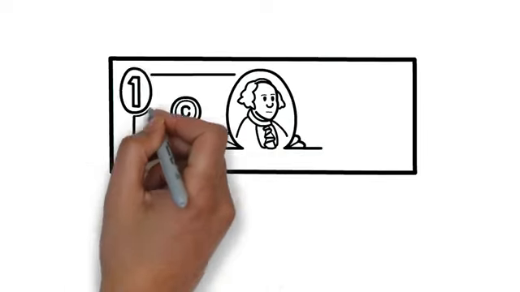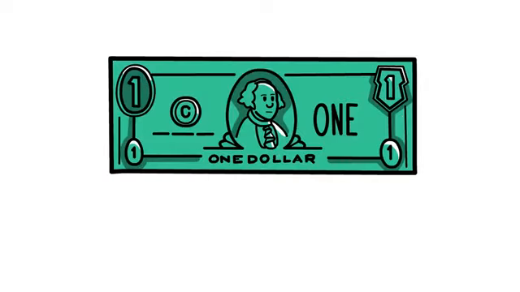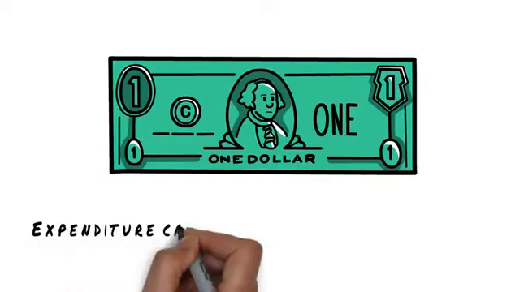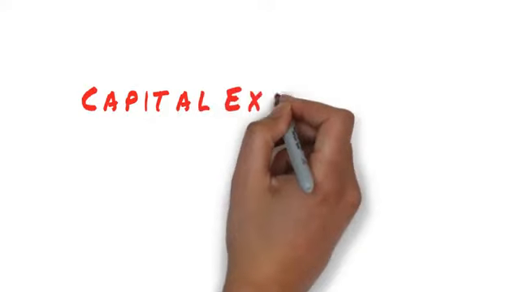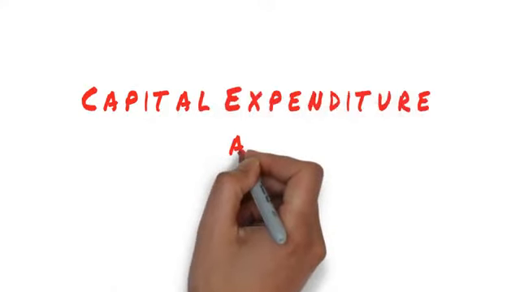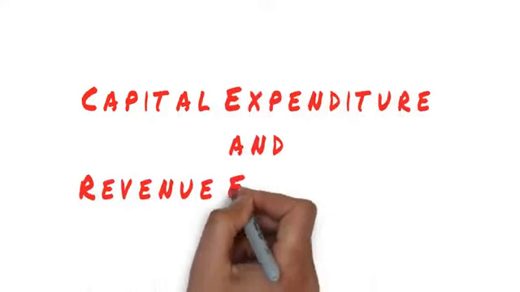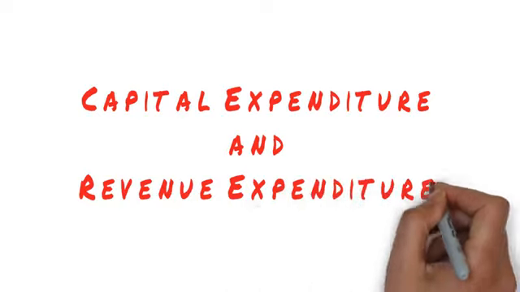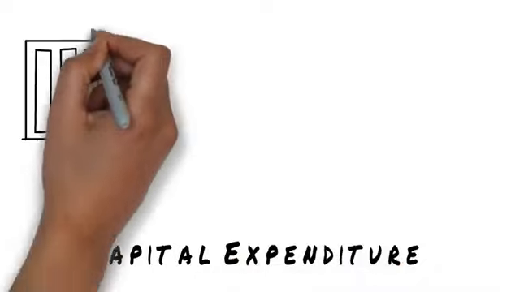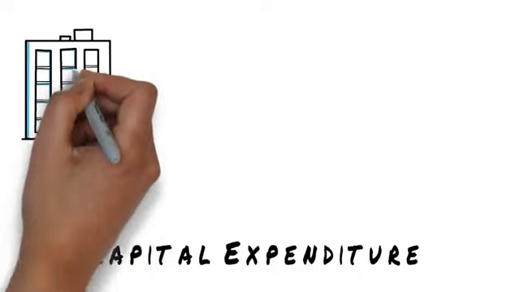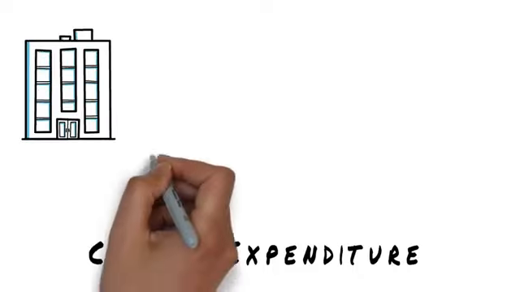Whenever there is any spending in the business, that spending is known as expenditure, and that can be classified into two broad categories. One is capital expenditure and another one is revenue expenditure. Before moving on to learn what is a capital and revenue expenditure, let us discuss few of the examples of capital expenditure. Whenever we buy or construct a building for office use, this is known as capital expenditure.